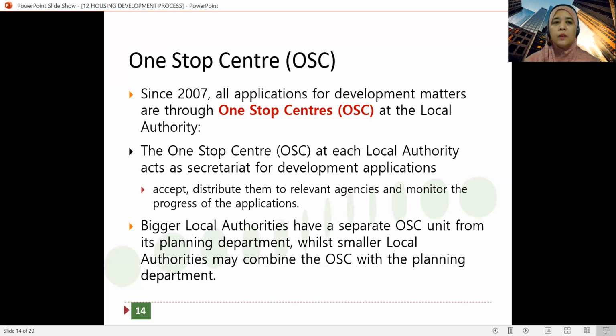Now, OSC, One Stop Center. So since 2007, all applications for development matters are through One Stop Centers, OSC. Located where?